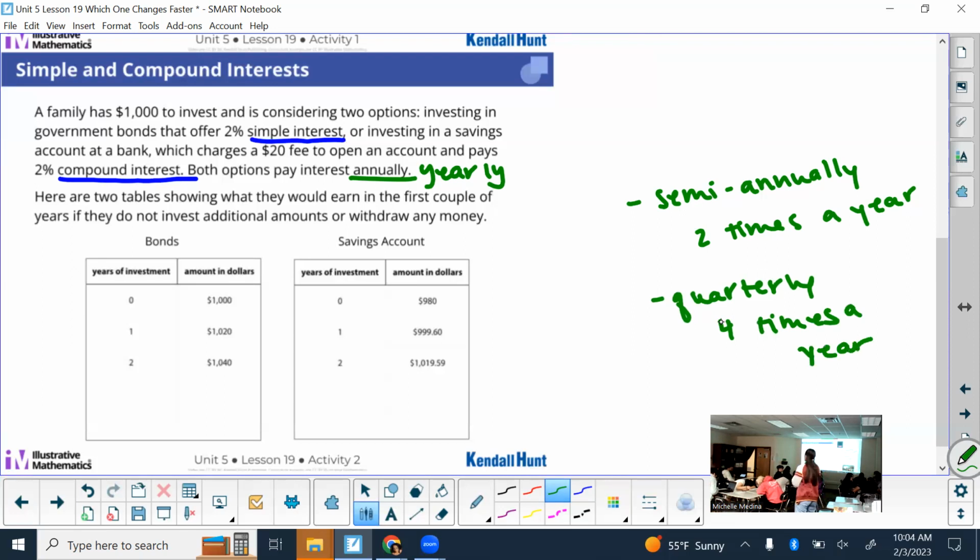All right, so divide 12 by 4, that's every 3 months. So yeah, just FYI, that's not necessarily all in this problem, but I've been getting some questions. All of which you can Google. So here are 2 tables showing what they would earn in the first couple of years if they do not invest additional amounts or withdraw any money.